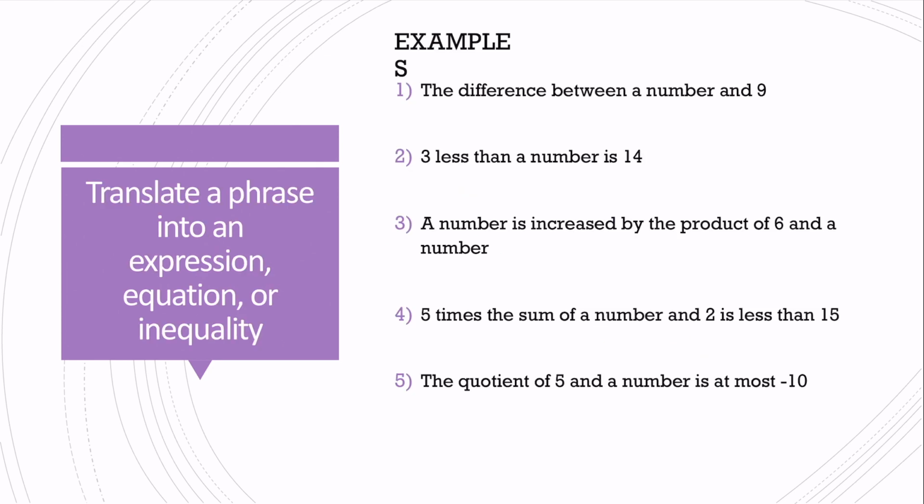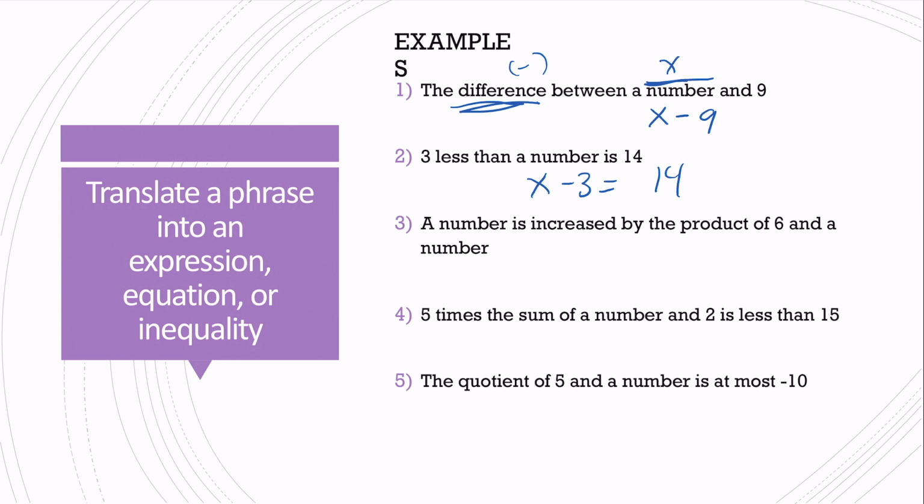So let's work through some examples. So let's translate these phrases into an expression, an equation, or an inequality. So the difference between a number and 9. Well, remember, difference is a word for subtraction. So it's going to be x minus 9, where x is our number, because it's my favorite variable to choose. 3 less than a number is 14. So if I have a number and I take away 3, I get 14.